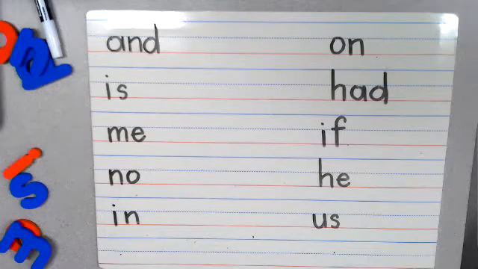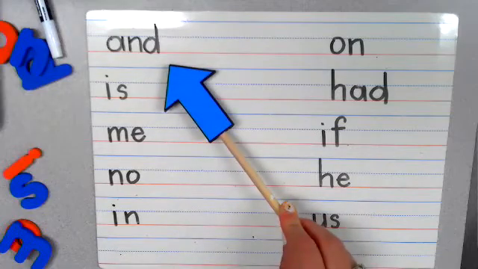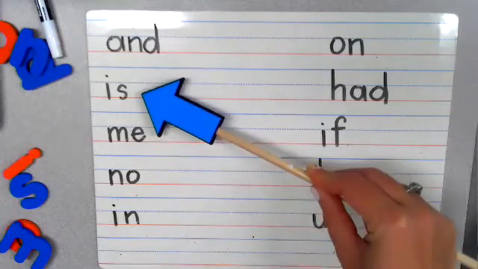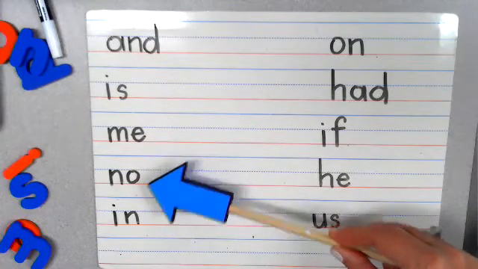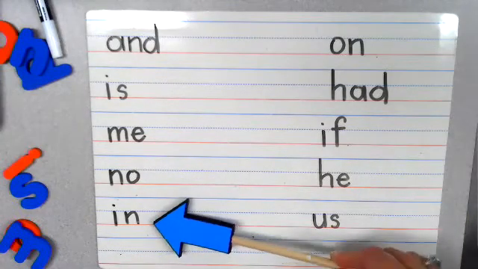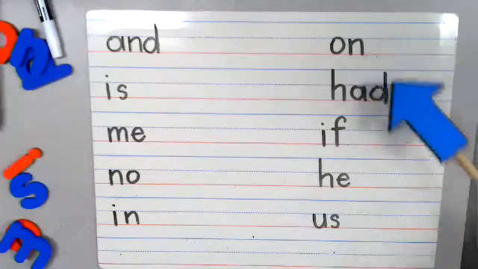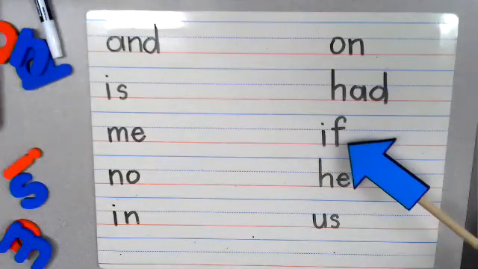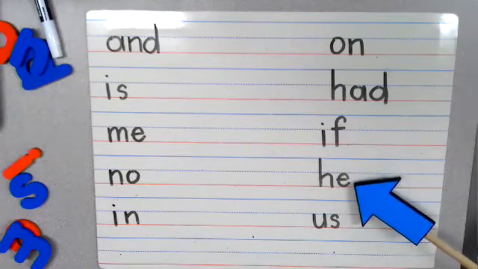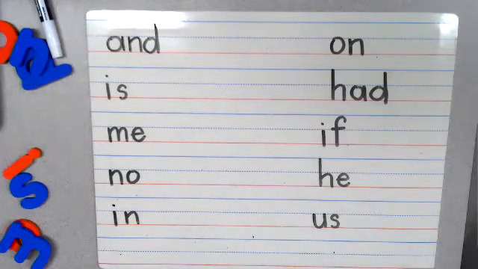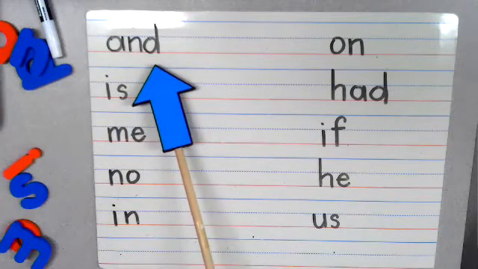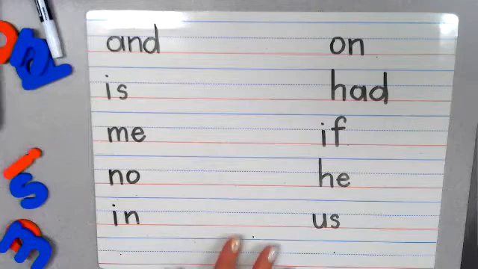Let's read together. And, is, me, no, in, on, had, if, he, us. Let's take a look at this word first. That word is and.